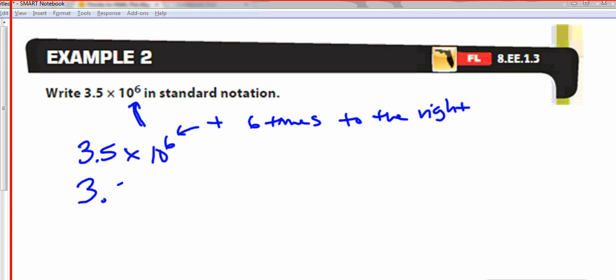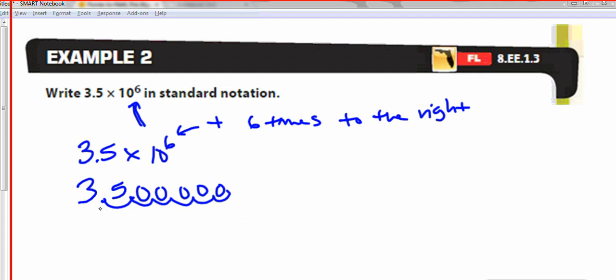So 3.5, we're going to move it 6 times. The first time, that's around the 5. But now every other time that we move it, since there's nothing there, we have to add a 0 as a placeholder. So let's just put all the loops and then we'll add the zeros in. 1, 2, 3, 4, 5, 6 times. Since the first time I moved it, I went around the 5, I needed to put 5 zeros for each of the other movements.